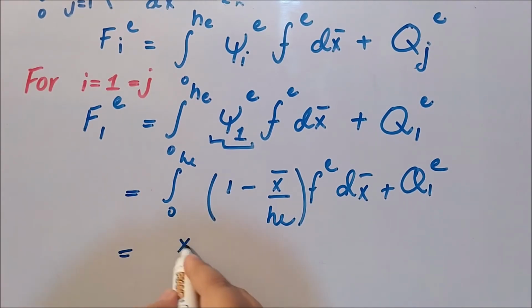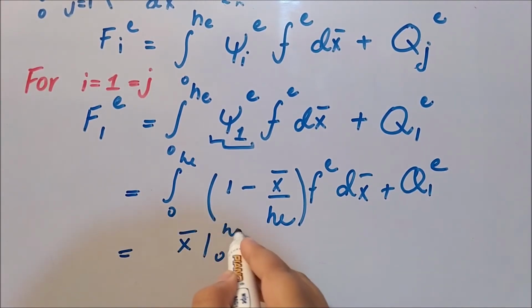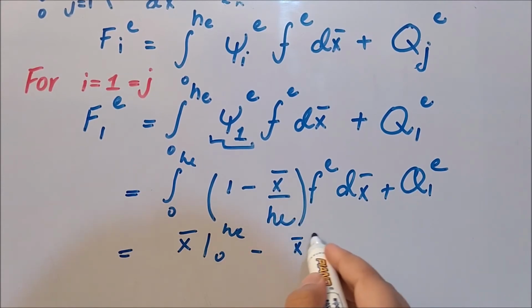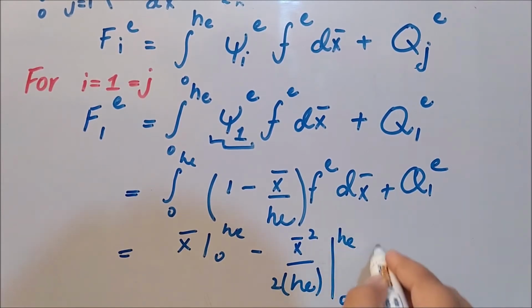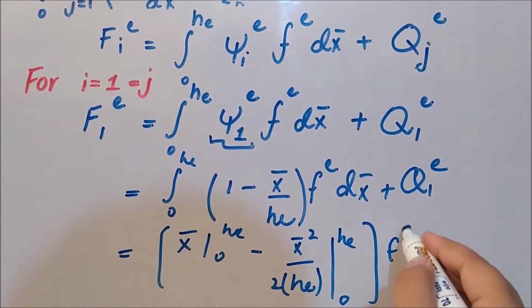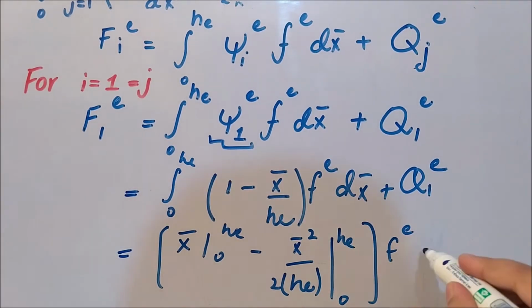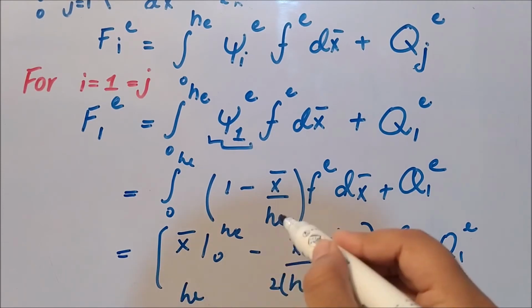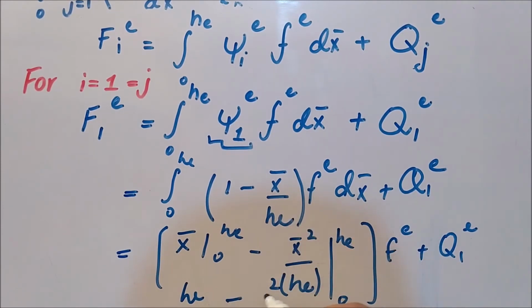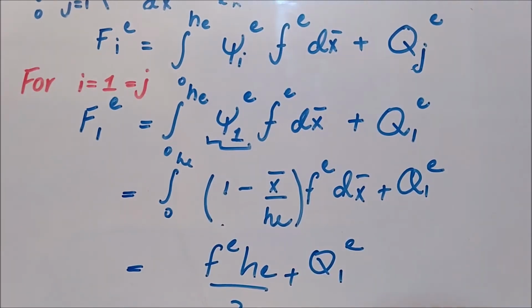By taking ψ1, that is x bar, with limits 0 to h, minus x bar squared by this, from 0 to h, and this whole thing is multiplied by the force vector, the distributed force, plus this load. Now we have to simplify it. This would be h, the length, minus h squared by 2h. So after simplifying it, we will be getting these two things: f multiplied by the length divided by 2 plus that is q.